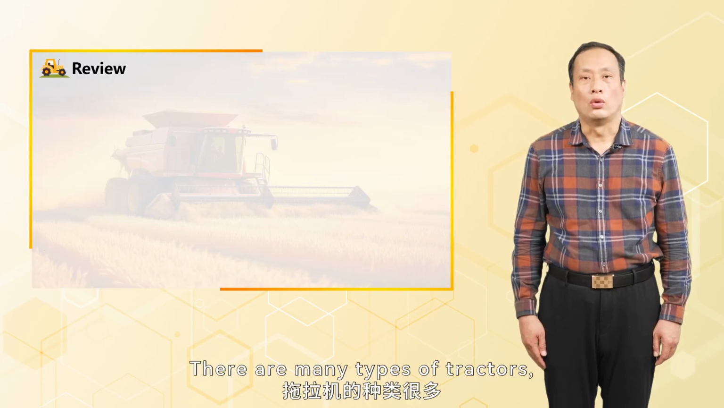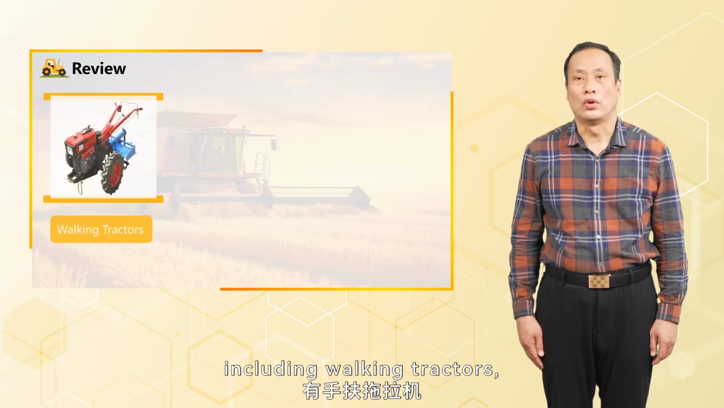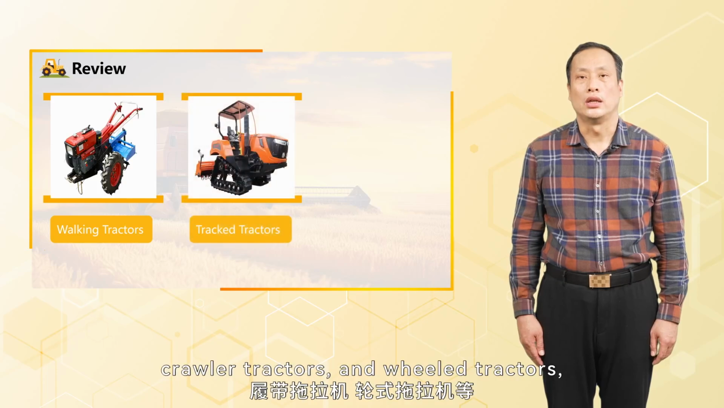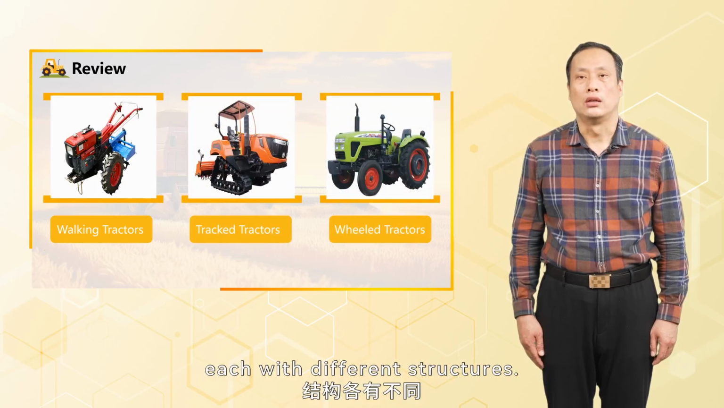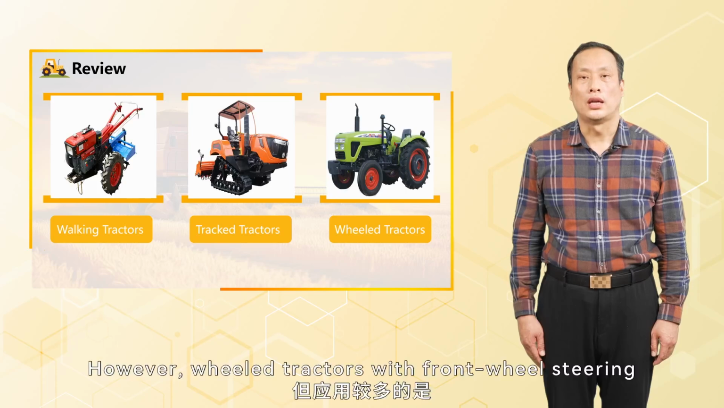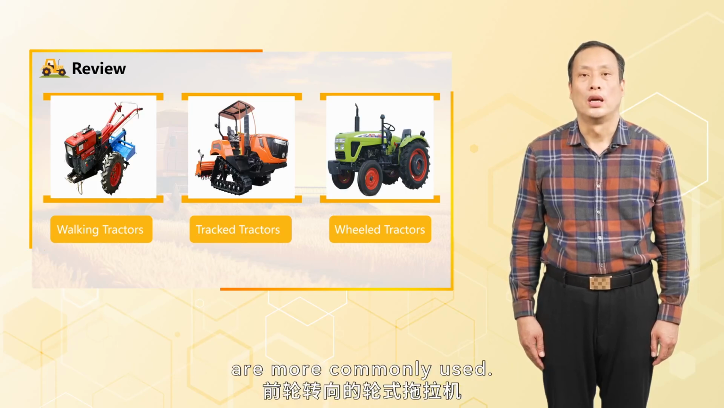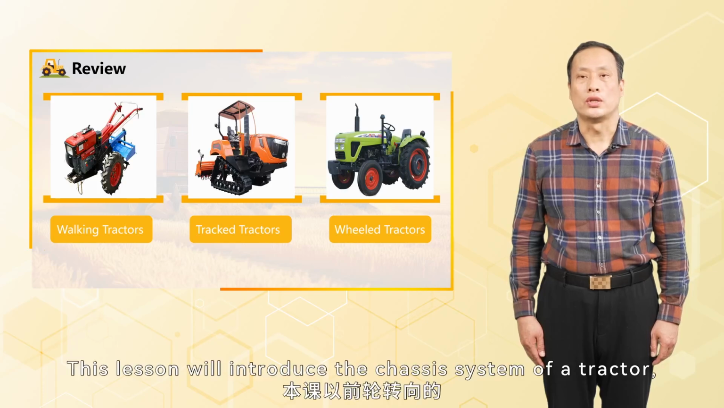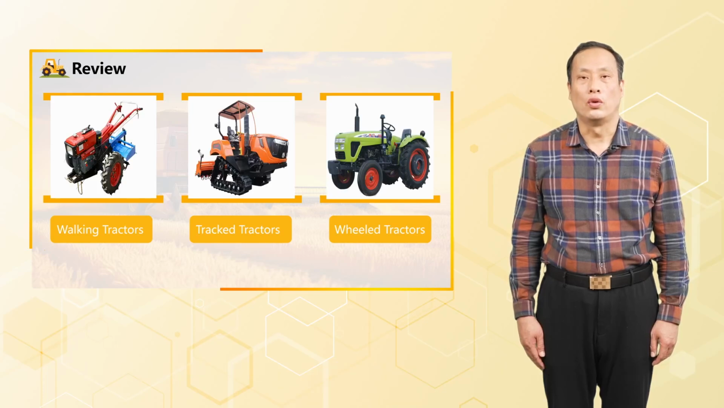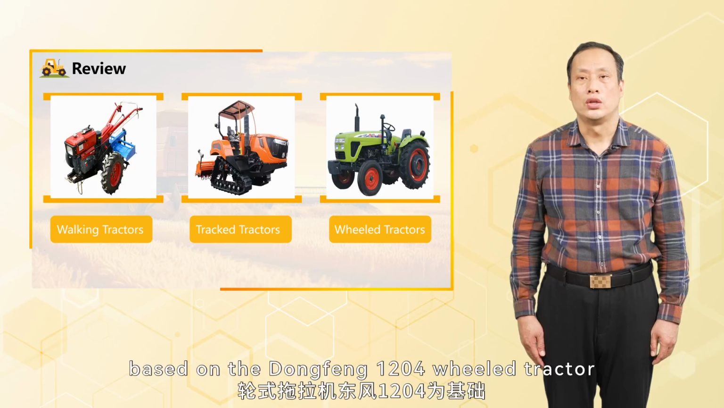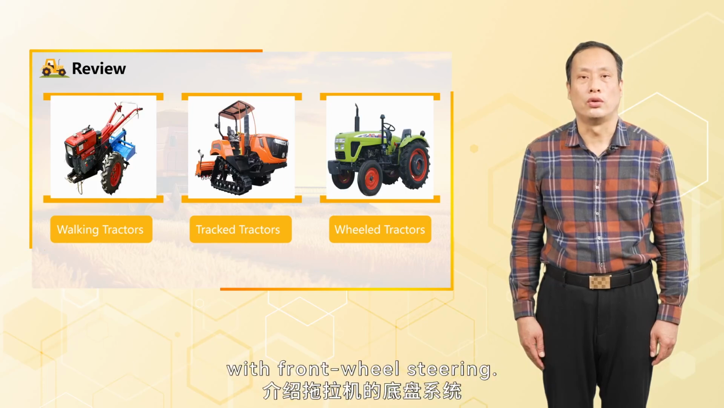There are many types of tractors, including walking tractors, crawler tractors, and wheeled tractors, each with different structures. However, wheeled tractors with front-wheel steering are more commonly used. This lesson will introduce the chassis system of a tractor, based on the Dongfeng 1204 wheeled tractor with front-wheel steering.